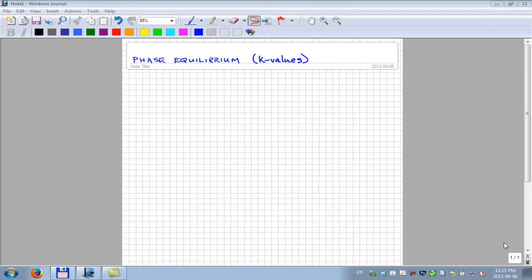Okay, today we're going to talk about phase equilibria, and in particular we're going to emphasize the so-called K values that are used in calculating phase equilibria. And to begin with, I just want to start by stating what I mean by this phase equilibrium issue.